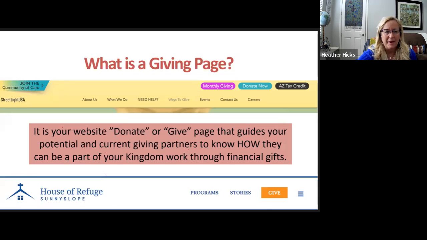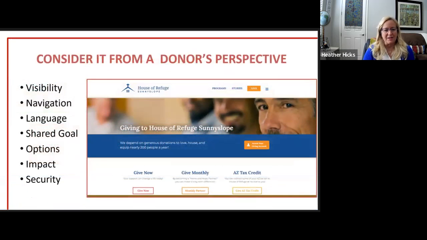So your giving page is the website page that describes how people can partner with you and makes it really clear what they need to do in order to be a partner. So that's the starting place: your website, your homepage, indicating how to get there. But then, as soon as you look at your homepage, we want to look at it from a donor's perspective.